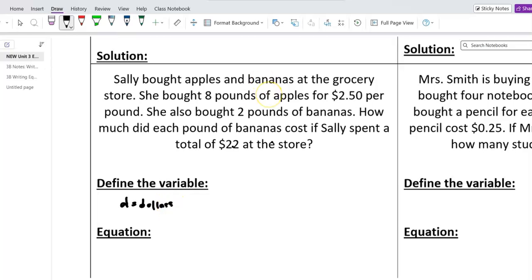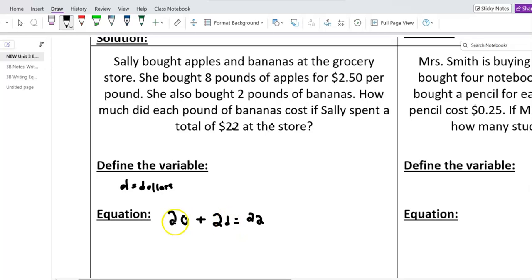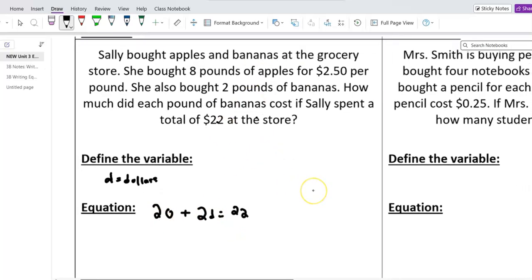She bought 8 pounds of apples for $2.50 each. So we know the price of those apples. The price of the apples is $20. So we're going to go ahead and put a 20 in our problem here, even though it wasn't anywhere in our word problem. We know the actual cost of that. And we have to add it to the cost of the bananas. That's what total tells us. We have to add them together. So plus 2D equals 22. And so this is how we would set up the equation for this one.